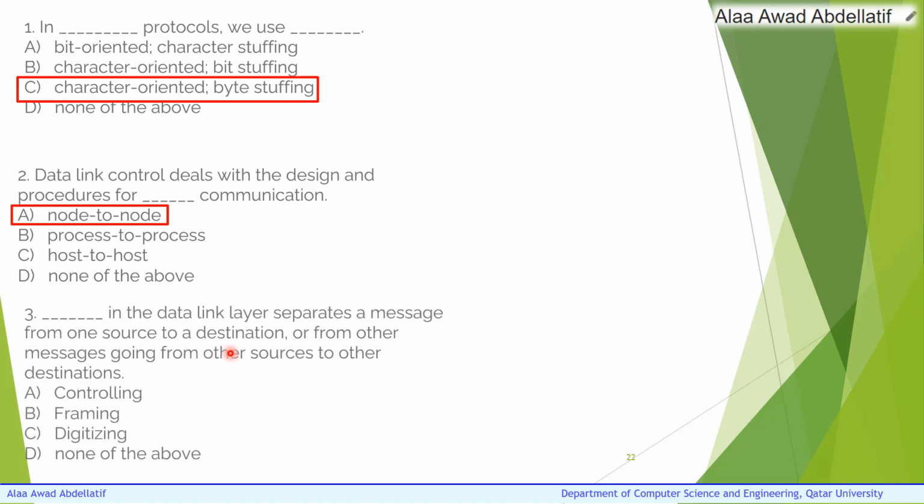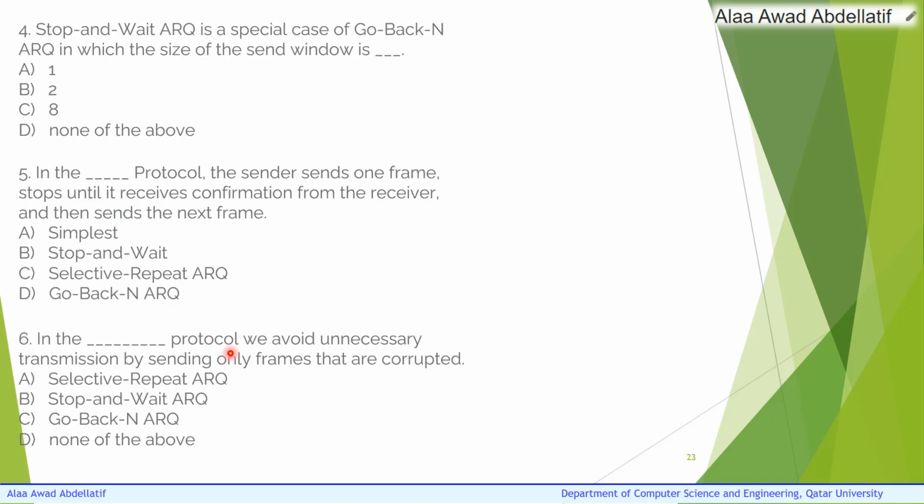In the data link layer, we separate the message from one source destination or from the same source. Who does the separation or dividing of the message? Framing. Stop and wait automatic repeat request is a special case of go-back-N when the size is 1. This was in the slides and I highlighted it, because it came in last year's midterm. When is stop and wait a special case of go-back-N?